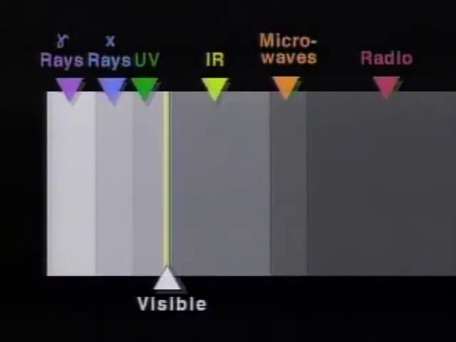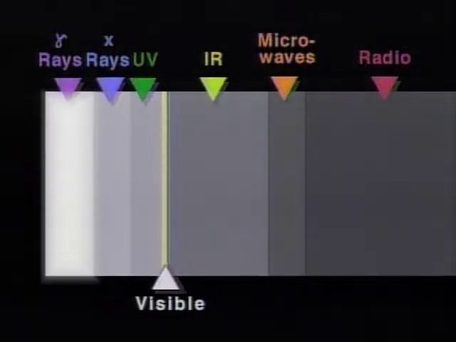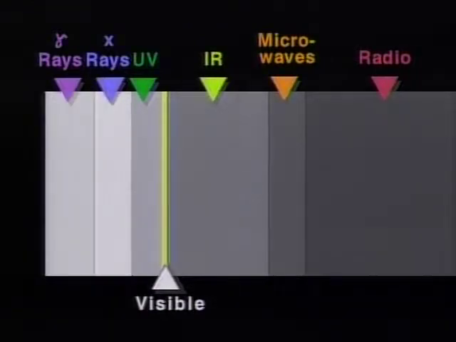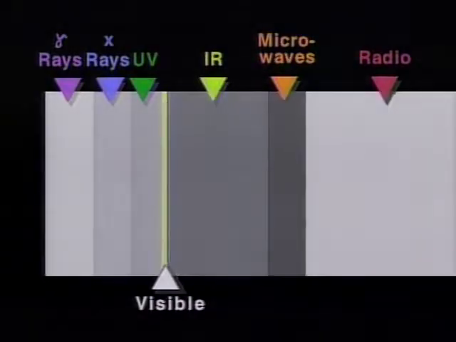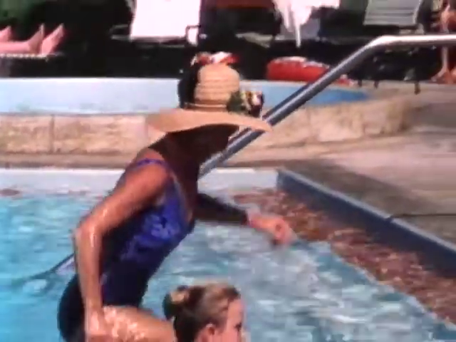But visible light makes up only a narrow part of the complete electromagnetic spectrum. Gamma rays have the highest frequency and therefore the most energy. X-ray radiation is next, then ultraviolet, visible light, infrared, microwave, and radio. How do these different forms of energy interact with matter?